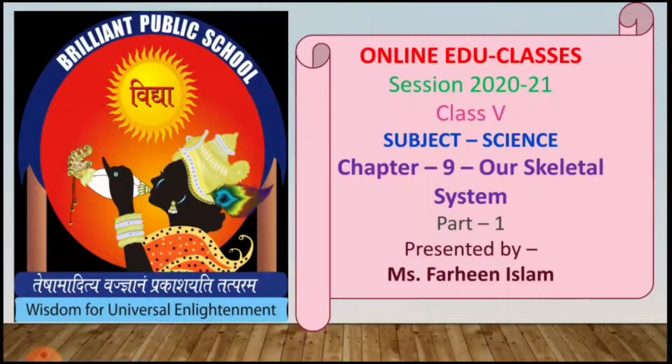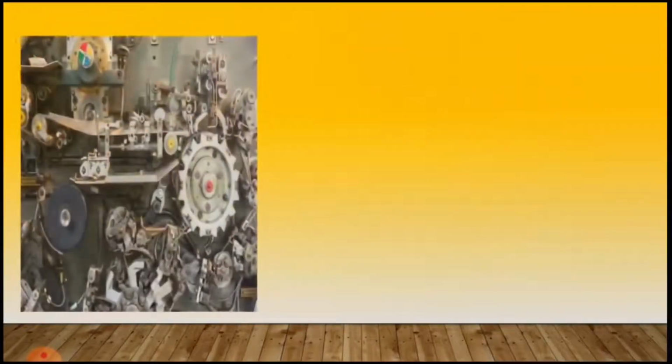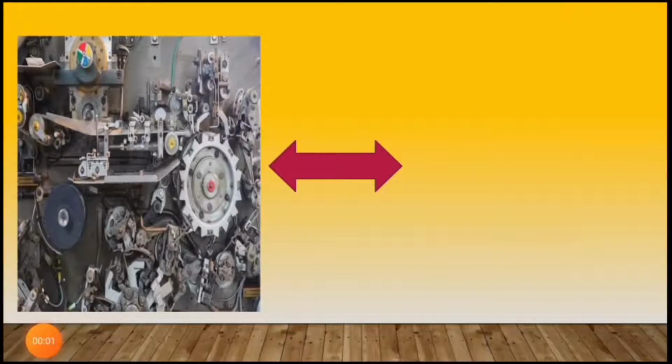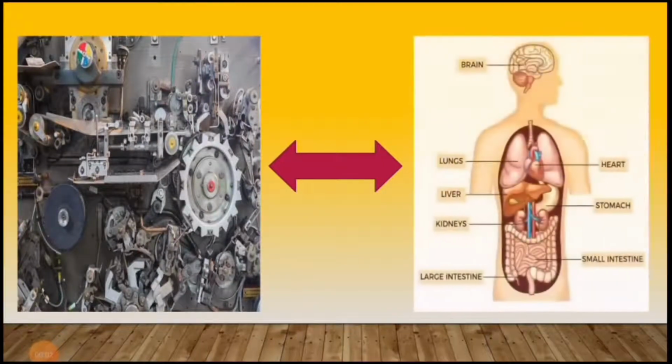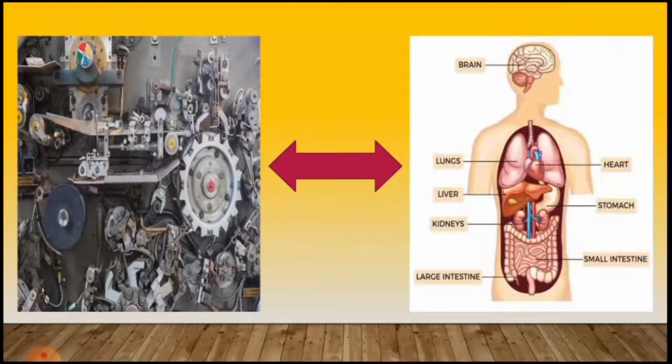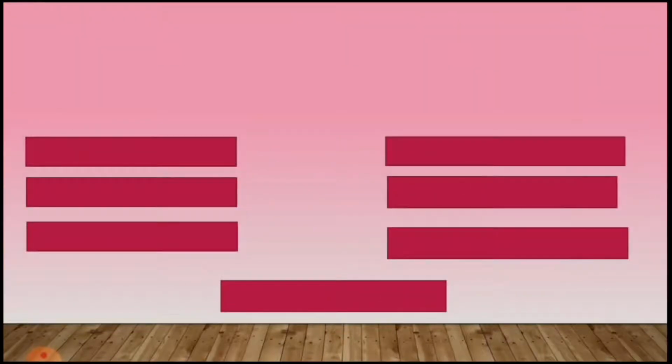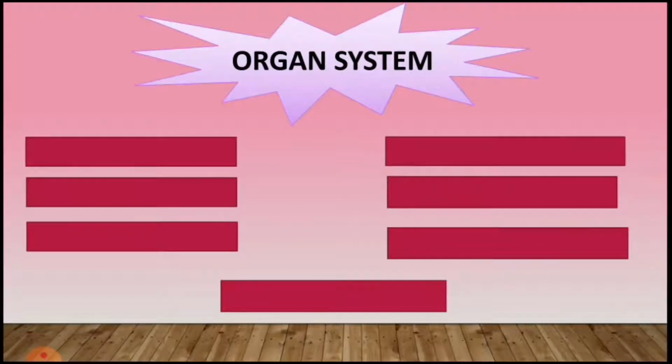In today's class, we will study chapter number 9, our skeletal system, part 1. Children, as you all know that the human body is a complex machine. And just as a machine is made up of many parts, the human body is made up of many organs. A group of organs that work together to perform a particular function form an organ system.